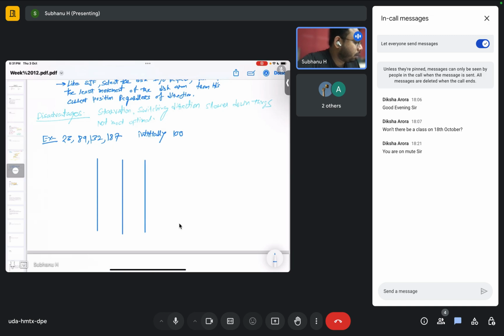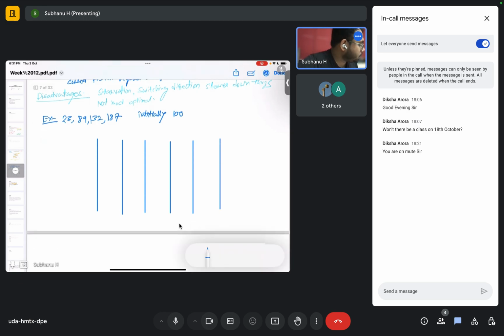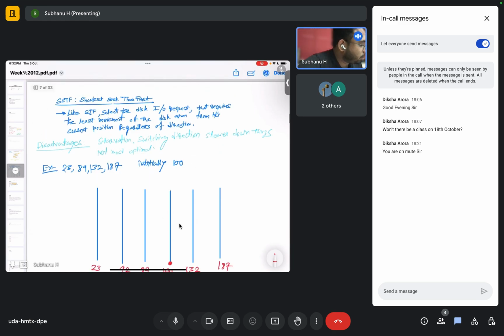How many lines? How many numbers are there? Okay, there are six numbers. So how will I write them? I'll write 23, 42, 89, 100, 132, and 187. Okay, so I'll be starting from 100, right?